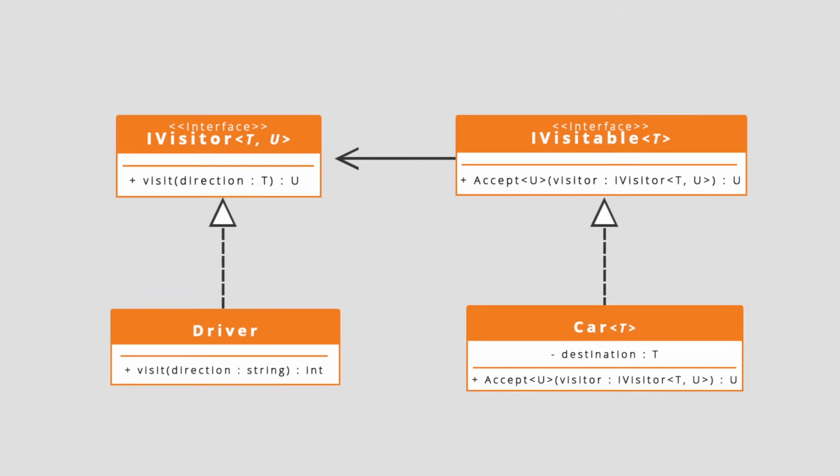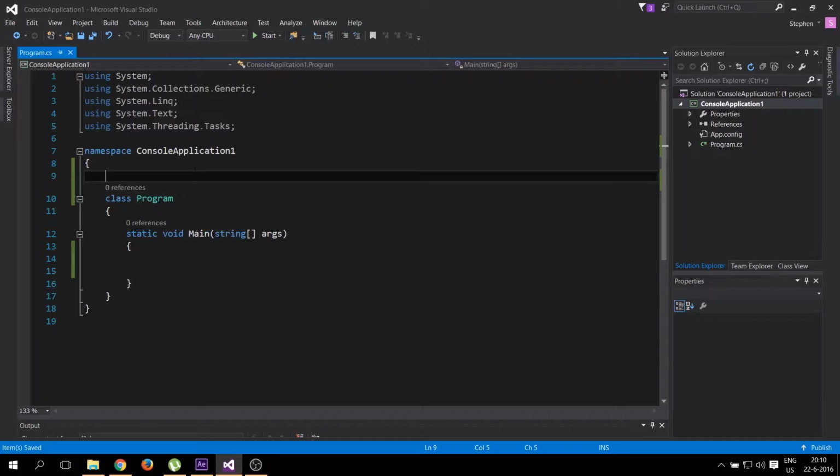We then have two classes that implement their respective interfaces, the car class and the driver class. The car class has a method that, when called, calls a method from the given visitor object. In this case, that will be driver. We extend functionality from car by calling functionality from driver.